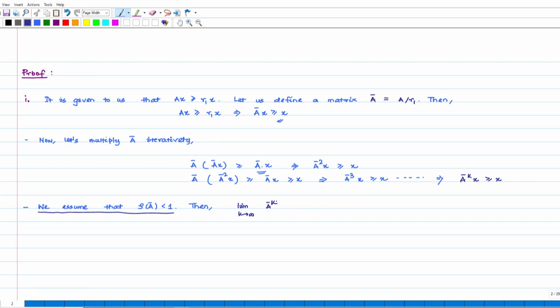As we raise A bar to the power k, where k tends to infinity, the limiting value of this becomes equal to 0. What does this imply? This implies that the limit as k tends to infinity of A bar to the power k times x, where 0 is an n cross n matrix, is now equal to the 0 vector.